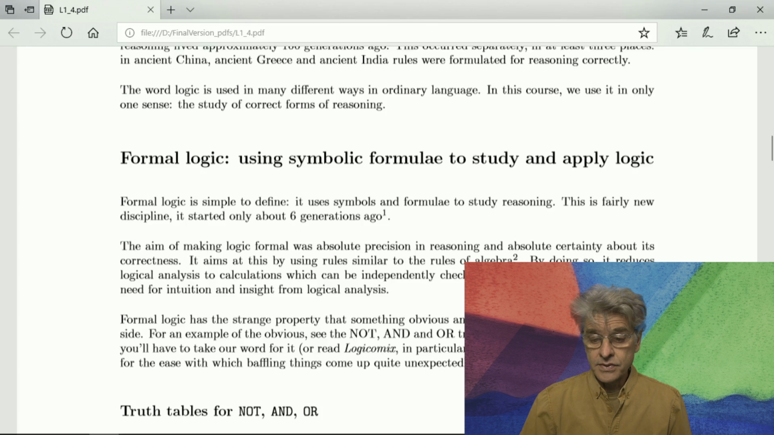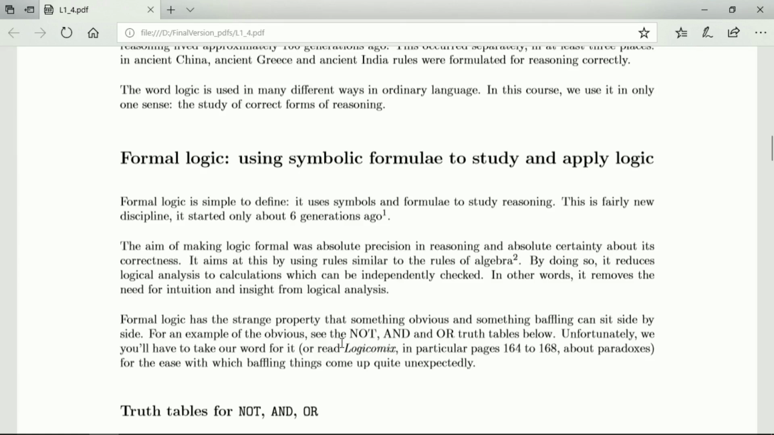What it does, as a result, is that you don't actually need intuition or insight to understand logical analysis. You make it completely formal. And one of the results is that things that are completely obvious and things that are completely baffling can sit side by side. The examples of the obvious we'll give later in this lesson: the not, and, or truth tables.